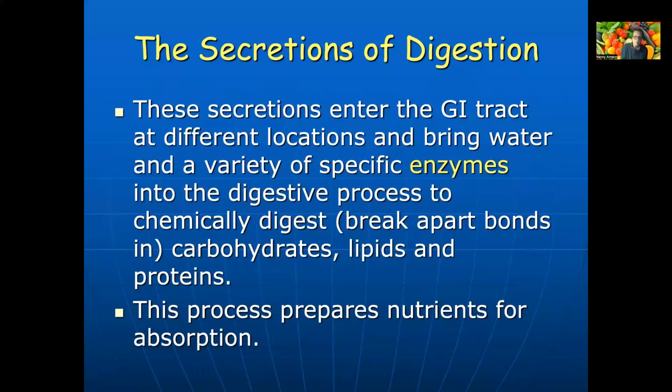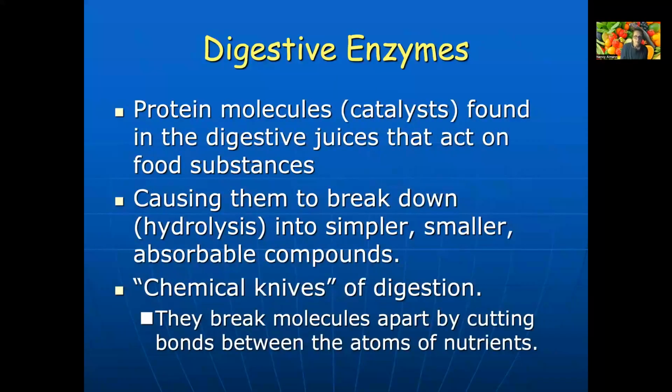So enzymes, why do we care about enzymes? They are going to allow us to break apart bonds in the macromolecules. And again, we're doing this because we want to break those macromolecules down into a form that is small enough to be absorbed in the jejunum and the ileum. So the enzymes are super important because they kind of act like knives. They are going to break those macromolecules down into their building blocks. We'll talk more about the macromolecules and those building blocks in the next 3 modules.